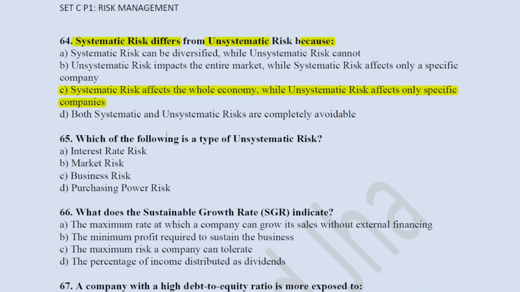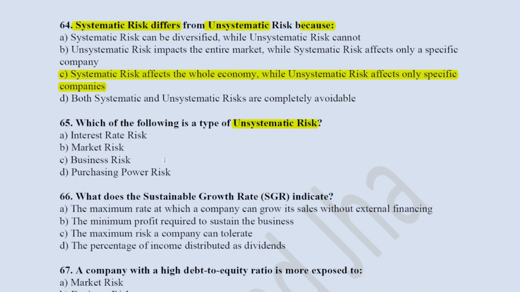Which of the following is a type of unsystematic risk? Systematic risks are interest rate risk, market risk, and purchasing power risk. Unsystematic risk means a risk that is specific to a company, and that is business risk. So the answer should be C.